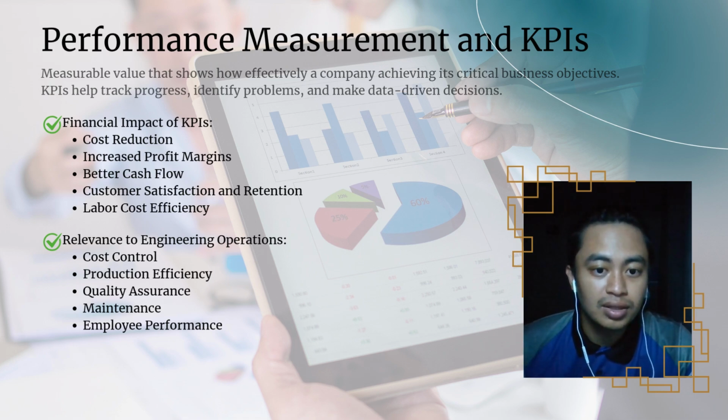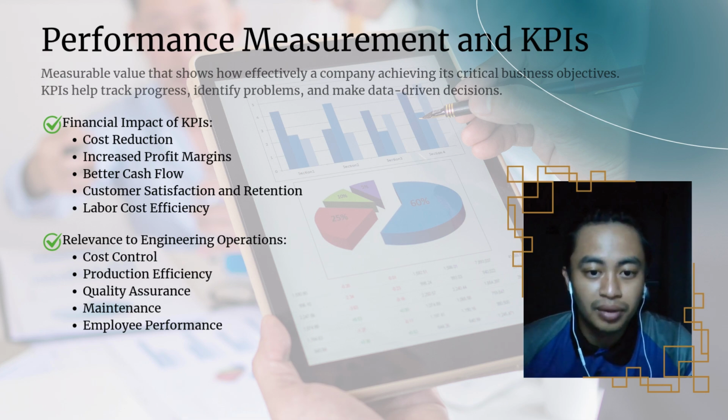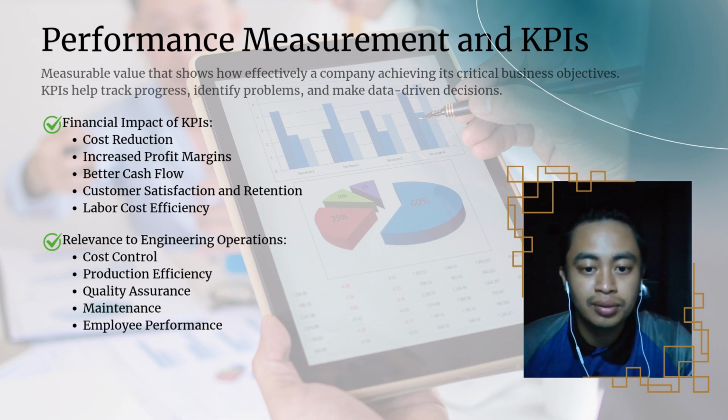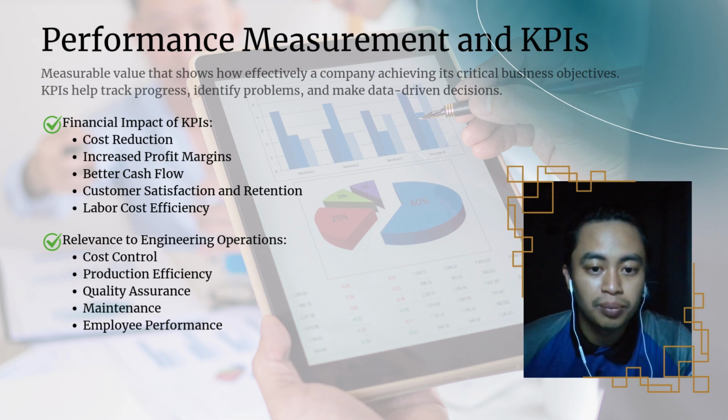Next, these KPIs are also highly relevant to engineering operations. First is cost control. Engineers in InnoTech use CPU data to identify areas where material or labor usage can be optimized. Production efficiency: downtime metrics help engineers assess and improve equipment reliability and workflow. Quality assurance: defect tracking reveals design flaws or assembly issues, prompting faster improvement. And maintenance: downtime percentage informs preventive maintenance schedules to reduce unplanned stops.